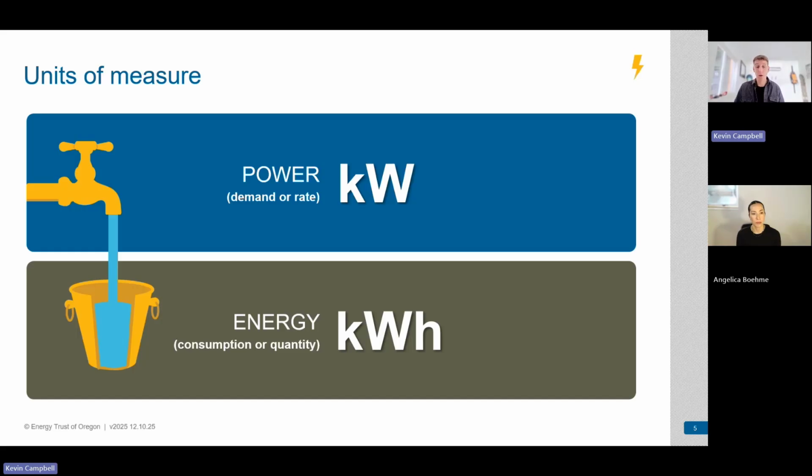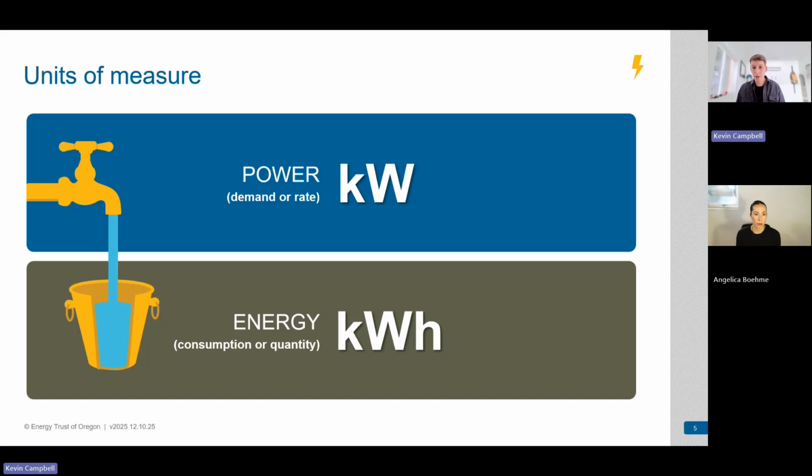For the case of your facility, you might say, at this very moment, my facility is pulling 5,000 kW from the electric grid. Now, energy is a bit different. Energy is actually a quantity. Because it's a quantity, we want to think of it over some period of time.